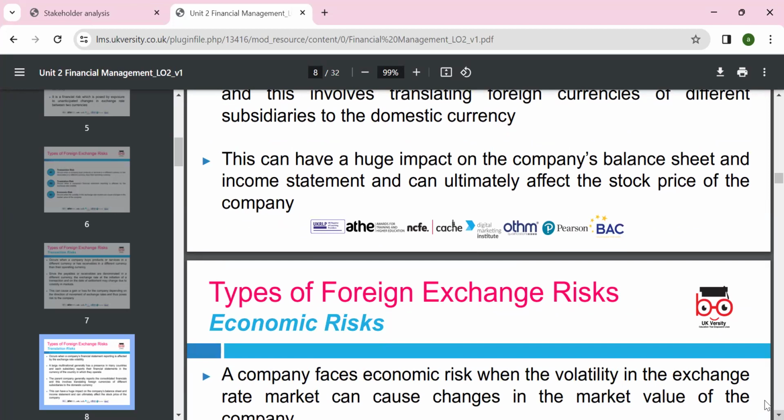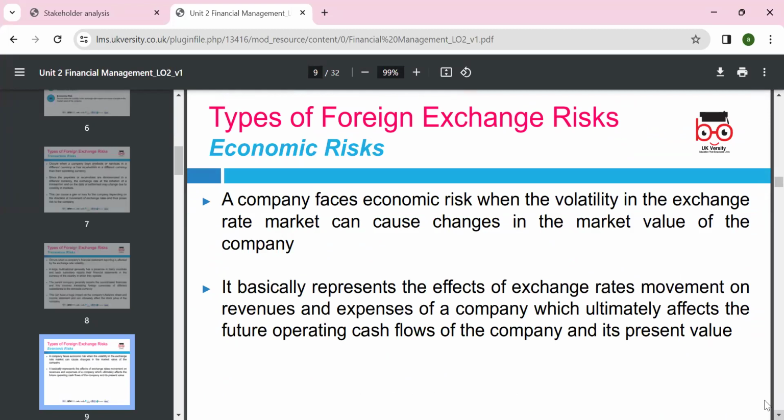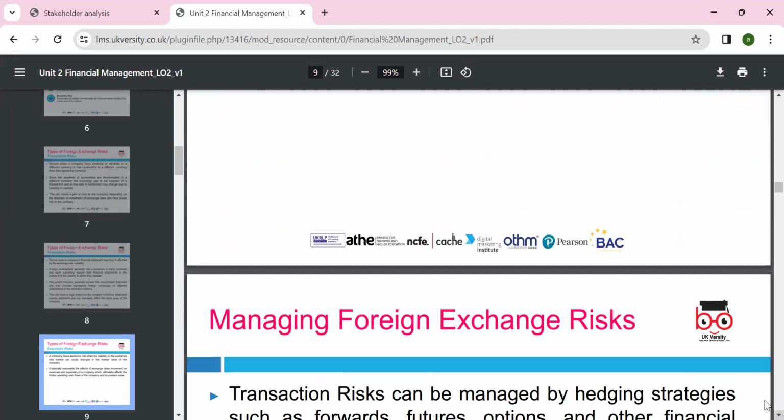So the balance sheet and income statement can ultimately affect the stock price of the company. The other type of foreign exchange risk which we mentioned is economic risk. Companies face economic risk from the volatility in the exchange rate market, which can be called changes in the market value of the company. It basically represents the effect of exchange rate movement on revenue and expenses, which can affect operating cash flow and the present value of that cash flow.